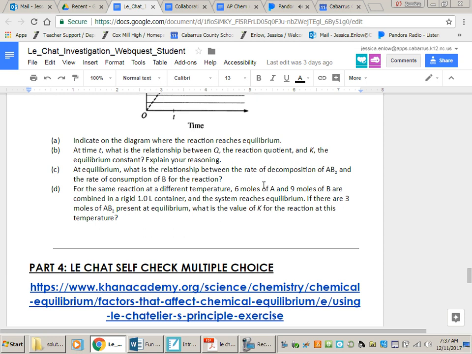3 molar for everything, but then how do you solve for K? You put it in the expression, so you end up having 3 over 3 times 3 squared. So 3 molar over 3 times 3 molar squared. Okay, so what can I cancel? The 3 and the 3, so then I get 1 over 9, which is like 0.111 repeating.